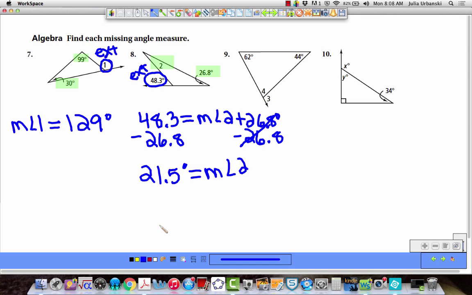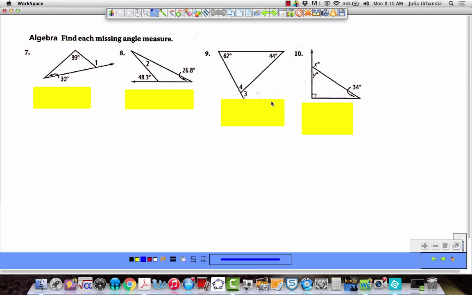All right, just think about number 9. Find angle 3 first, and then try to figure out angle 4. Think about number 10. Find x first. Actually, you can find either one first. Find number 9 and 10. You could have found angle 4 or angle 3 first.